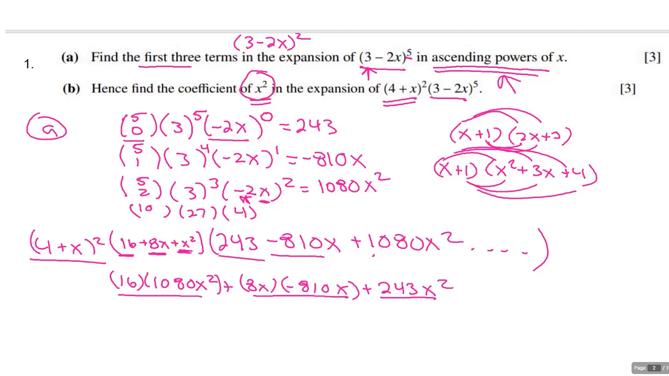I got 11,043. And if I would have done all this, it would have been 11,043x squared. Technically, the question asks for the coefficient, so I would probably say that the answer is 11,043 because that's a coefficient. Yeah? You with me on that?